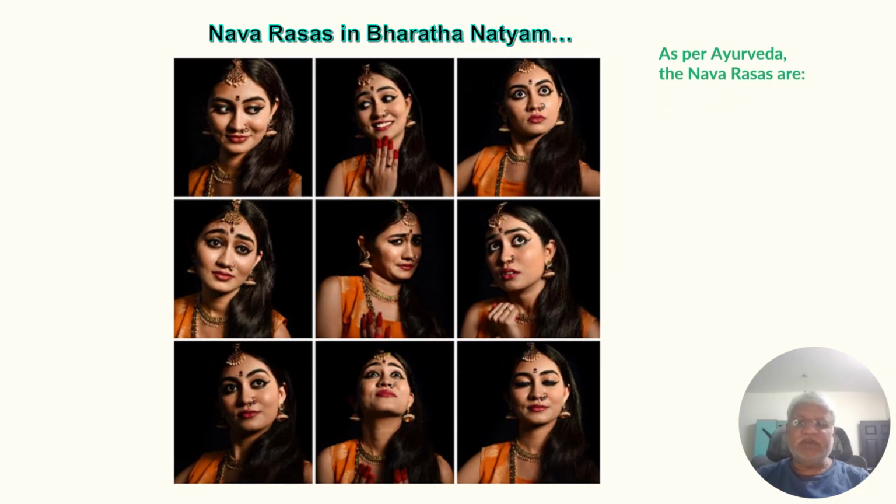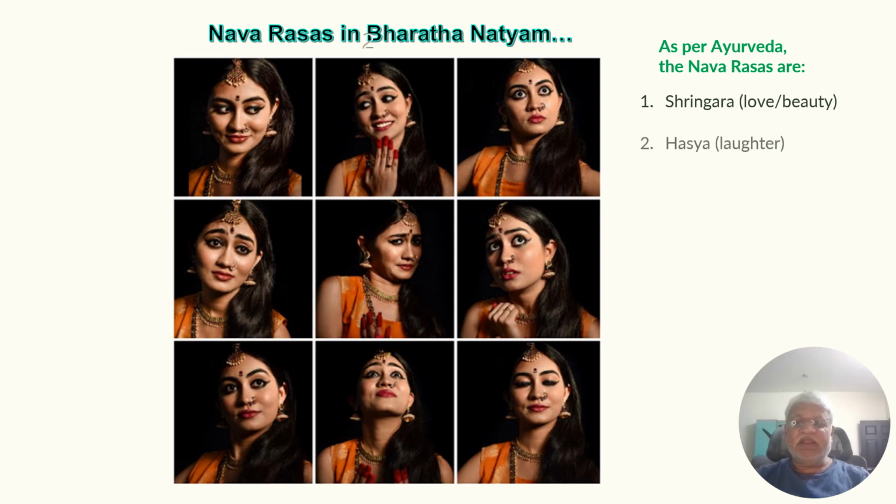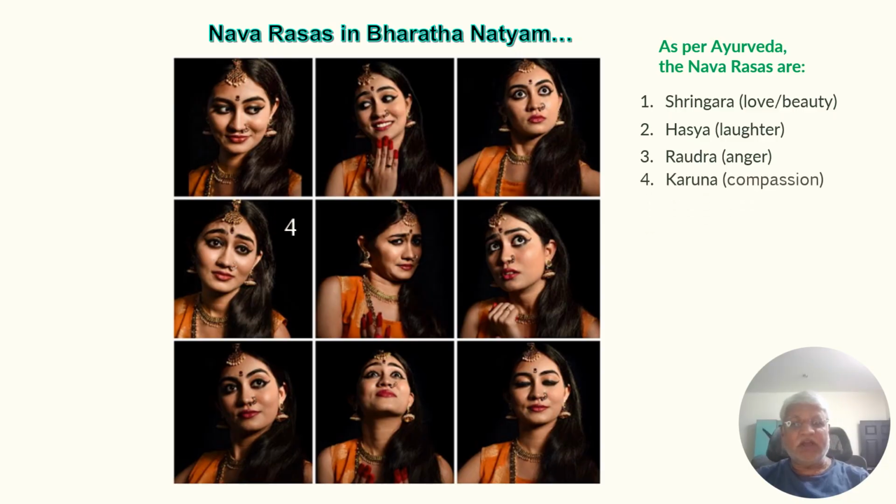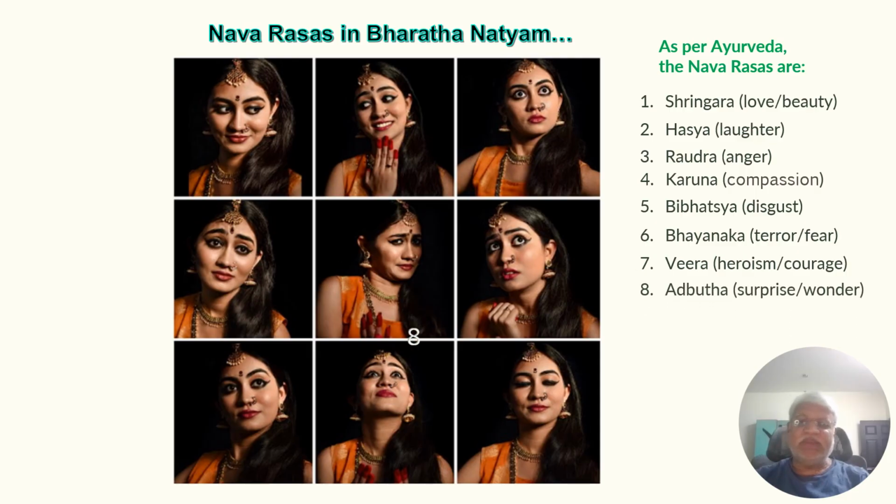So here, if you observe, there are nine emotions shown here because this is Navarasa, and each one, like here it is Shringara, and second one is Hasya, and this is Raudra, and fourth one is Karuna, fifth one is Bhibhatsya, sixth one is Bhayanaka, seventh one is Veera, eighth one is Adbhuta, and finally the most famous and important emotion is Shanta.